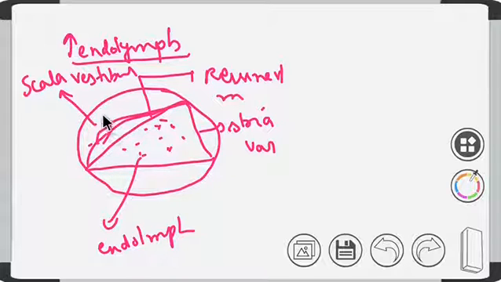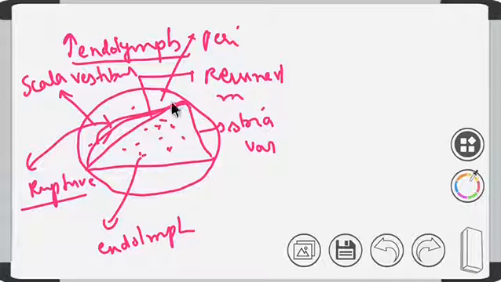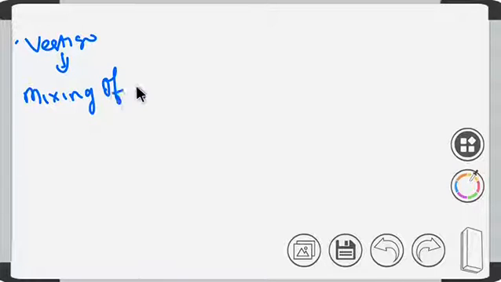Sometimes it gets ruptured. Okay, it ruptures. Due to this, what happens? This endolymph will mix with perilymph in the scala vestibuli. In the scala vestibuli, we have perilymph, right? When this Reissner's membrane ruptures, this endolymph mixes with perilymph. Due to mixing of this perilymph and endolymph, it results in vertigo. Clear? So now you should know why there is vertigo in Meniere's disease. The reason for vertigo is mixing of endolymph and perilymph.